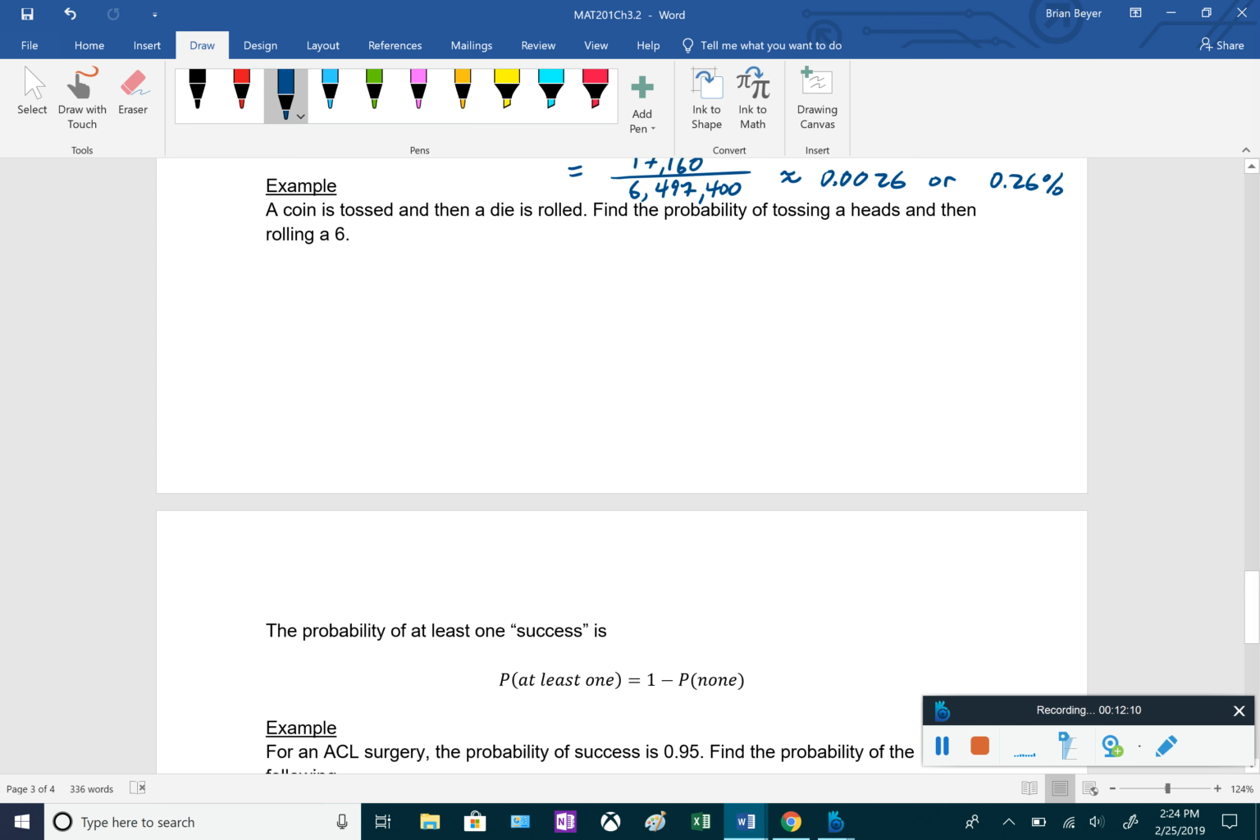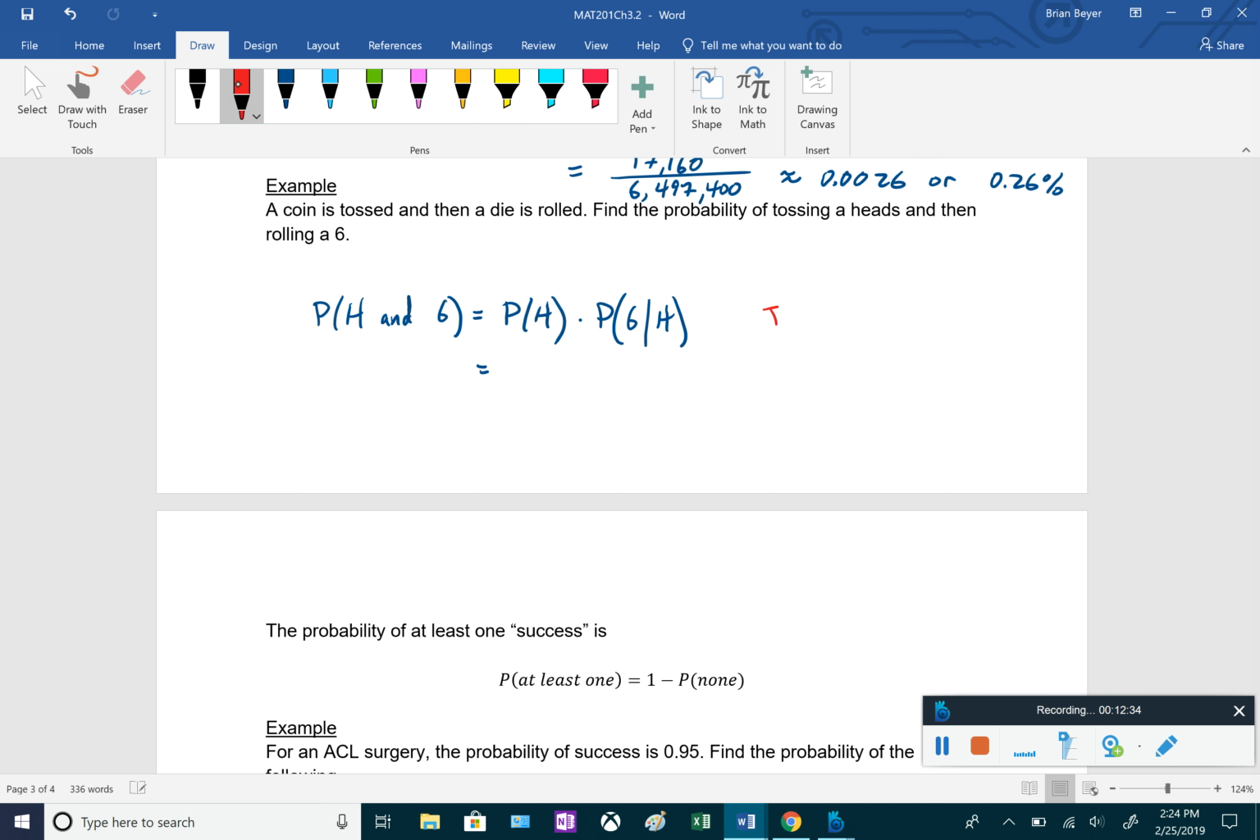Last one for this, a coin is tossed and then a die is rolled. We want the probability of tossing a heads and then rolling a 6. So this is going to be the probability of tossing a heads times the probability of rolling a 6 given that we tossed a heads.